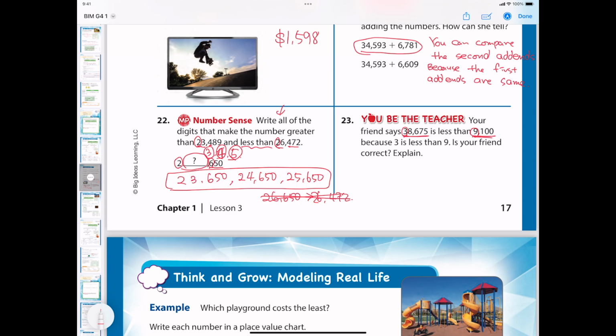Okay, let me correct it. Mistake. So please remember, you are going to compare the place value of the first digit. So in these two numbers, the first digits are what? 10,000s compared to 1,000. So of course 10,000 has greater value. So the answer is no, your friend is not correct because 38,675 is greater than what? 9,100. This is my explanation.